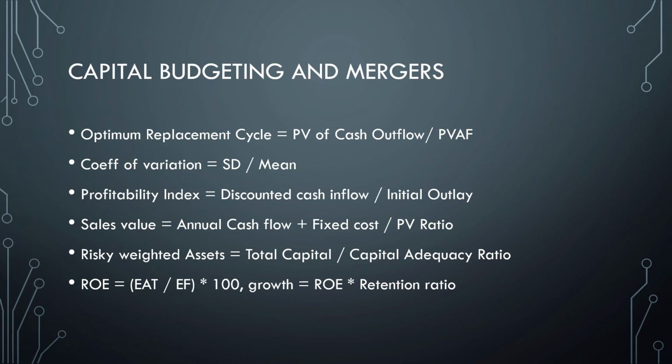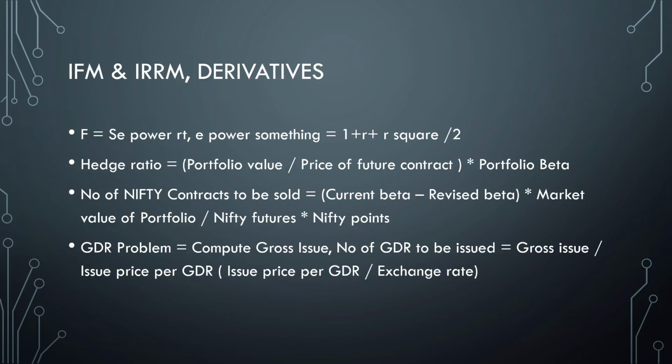Next one, return on equity is equal to earnings after tax by equity funds into 100. Why should I come to this? Because growth is equal to return on equity into retention ratio. I hope you are clear up to this. Next one, that is future value is equal to S e power RT. How to compute e power RT easily: it is equal to 1 plus R plus R square by 2.